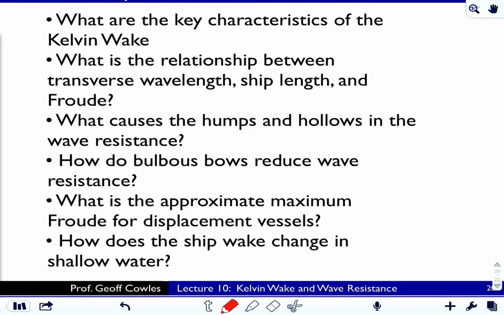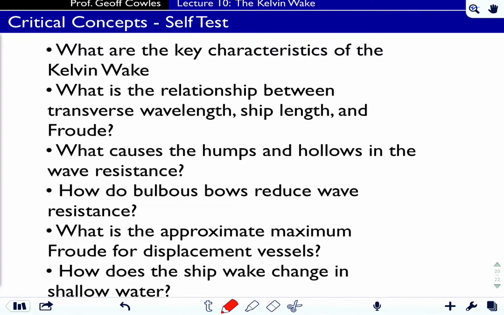Please feel comfortable with these critical concepts, identifying the transverse and divergent wave structure and the angles, and the transverse wavelength relative to the ship speed, and the transverse wavelength relative to the ship length as a function of Froude number. Actually, that was my next point here. What causes these humps and hollows? Be able to explain that in terms of bow and stern wave interaction. How long does the bow wave have to be to make a destructive or a positive interaction with the stern wave? Bulbous bows, as I discussed in the previous lecture.